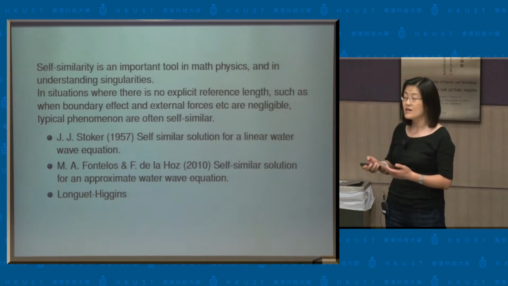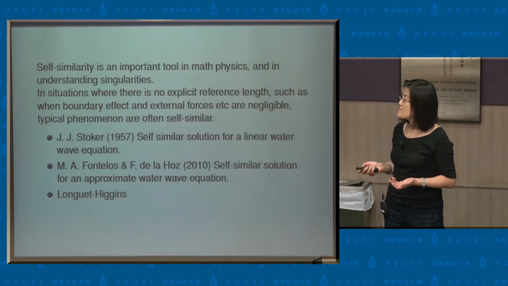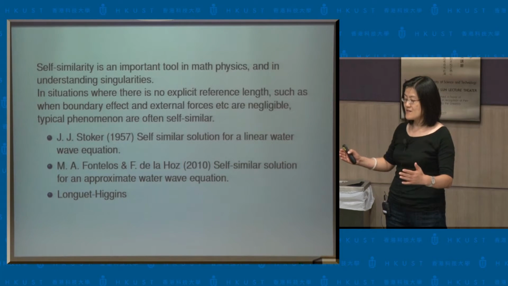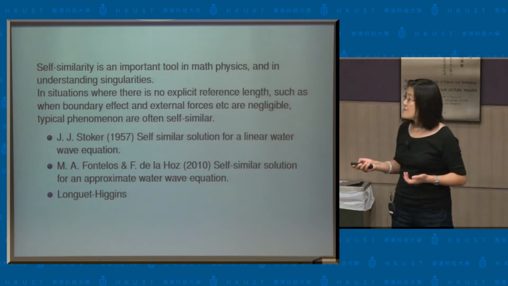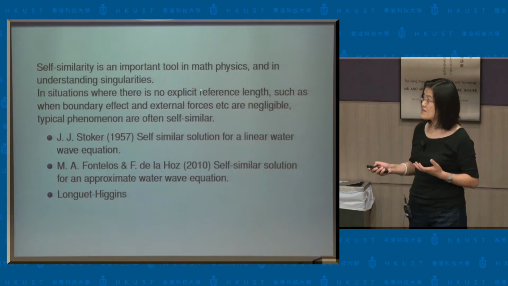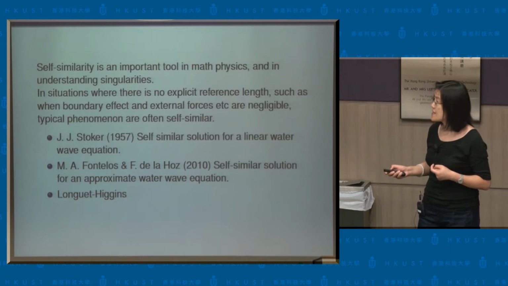Say, for example, there's no boundary effect and no external force. Typically in such a situation, the length scale doesn't matter; you can say this is 1 unit, or you can say this is 1 unit. So in these situations, typical phenomena are often self-similar. These are really the basic waves we are looking at.